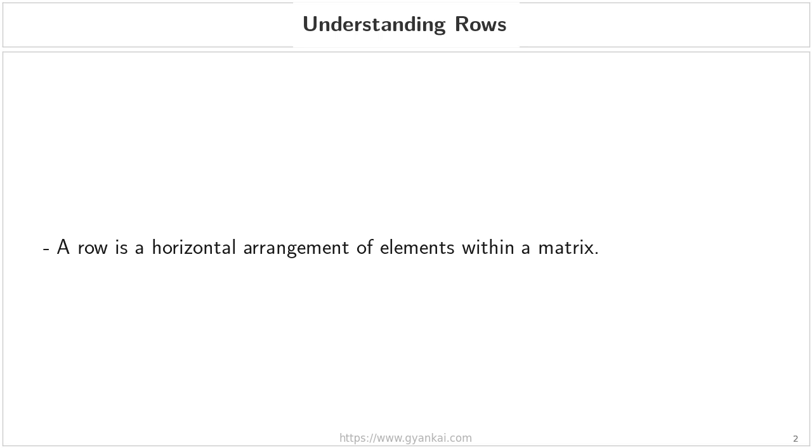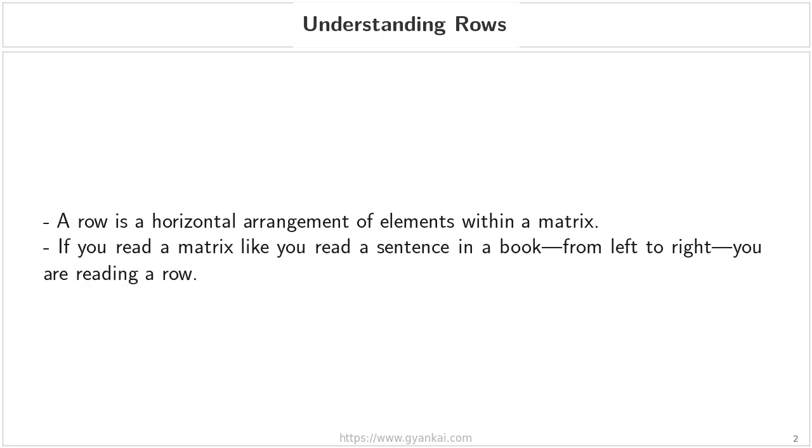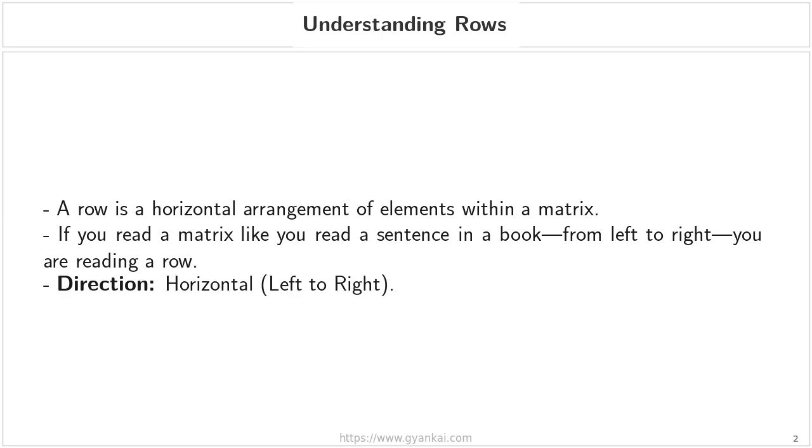Understanding rows. Now that we have established that a matrix is a rectangular array of data, let us take a closer look at its first primary dimension, the rows. First, by definition, a row is a horizontal arrangement of elements within a matrix. To help you visualize this, think about how you read a sentence in a book. You start from the left side of the page and move your eyes across to the right. Whenever you read a matrix in the same manner, from left to right, you are reading a row. To be very precise, the direction of a row is always horizontal.